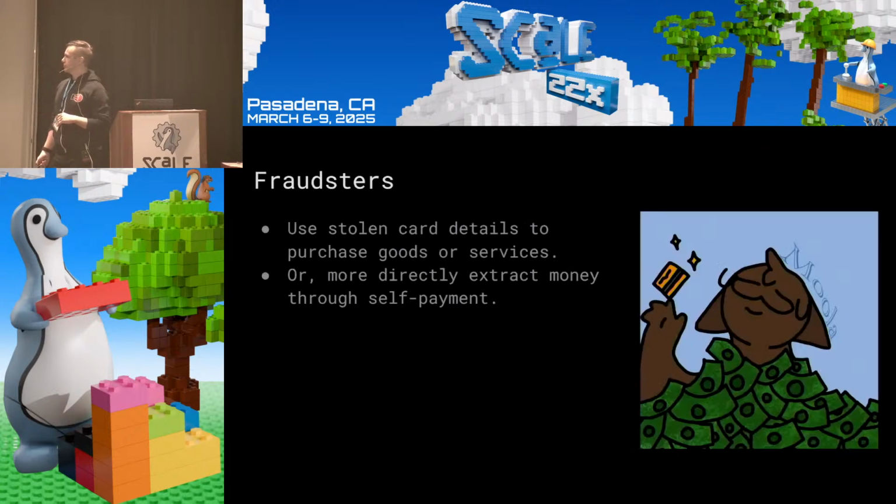So last we'll talk about fraudsters, the final illustration provided by my daughter. So this is where criminals use stolen credit card details to purchase things that they can then resell, like expensive electronics, or directly extract money through self-payment, purchasing gift cards. If it's a marketplace, they can buy stuff from themselves.